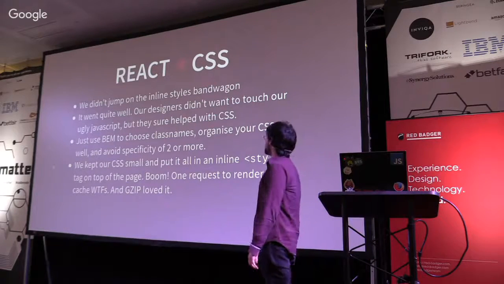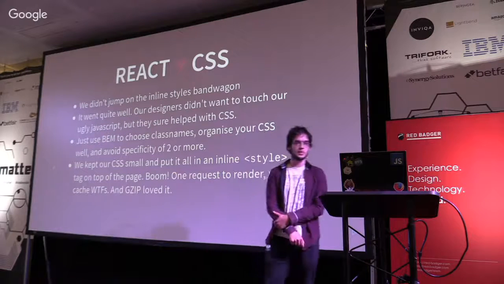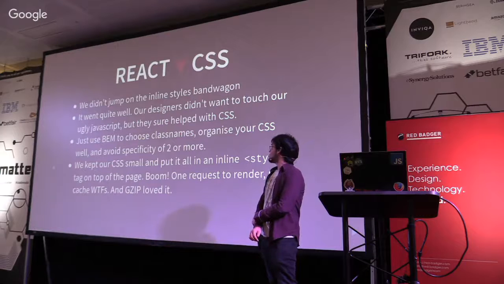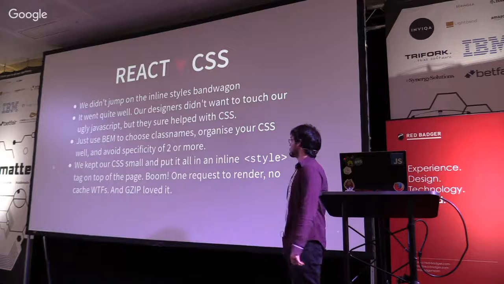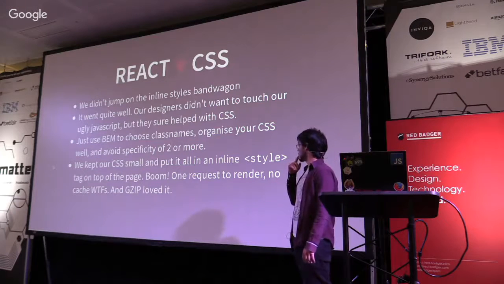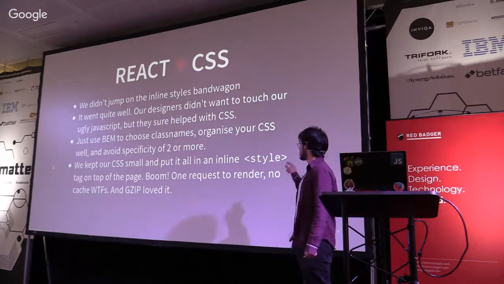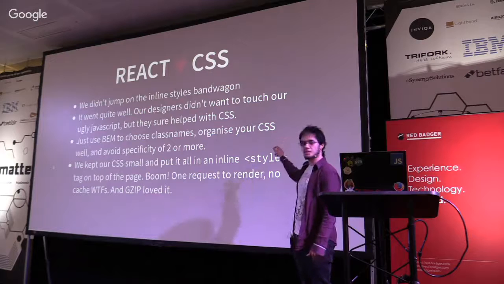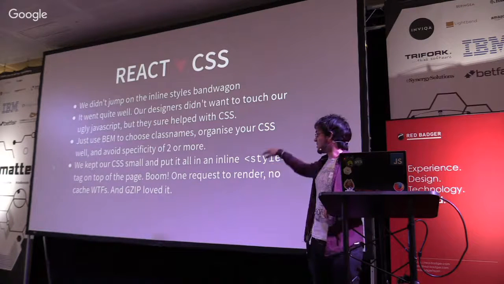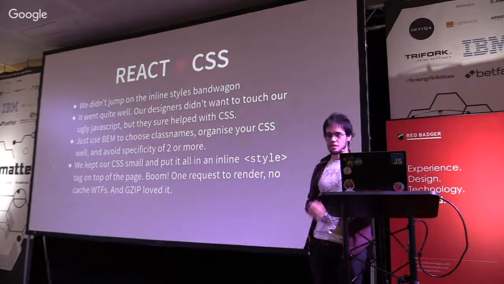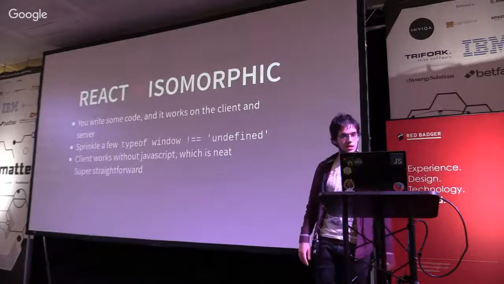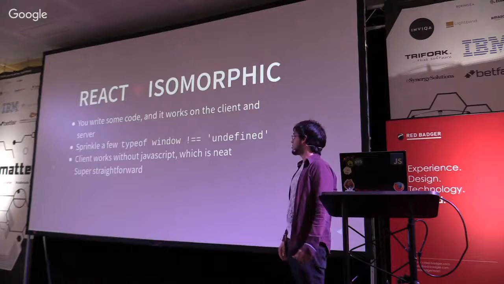So first, React. We didn't quite go into the inline styles thing. We are not cool enough, but we basically used CSS. It turns out that if you use BEM to choose your class names and your CSS file names, and if you avoid too big of a specificity, you're good. And we did something really cool, which I learned from my previous job, on a huge website in Portugal. You just put all your style in the style tag on the top of the page, so you get renders on a single request. And gzip loves this. Gzip takes your class names and mangles everything together, and it makes a ton of sense, especially if your CSS is minimalistic, which we took great care to have.